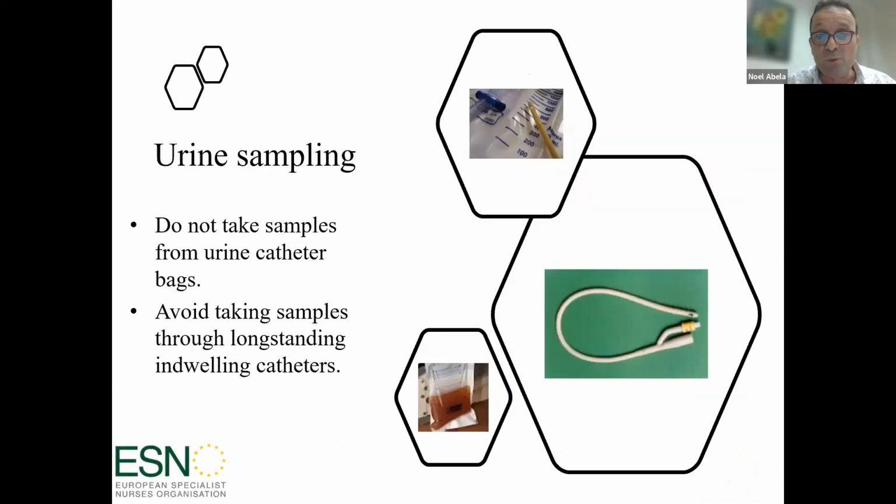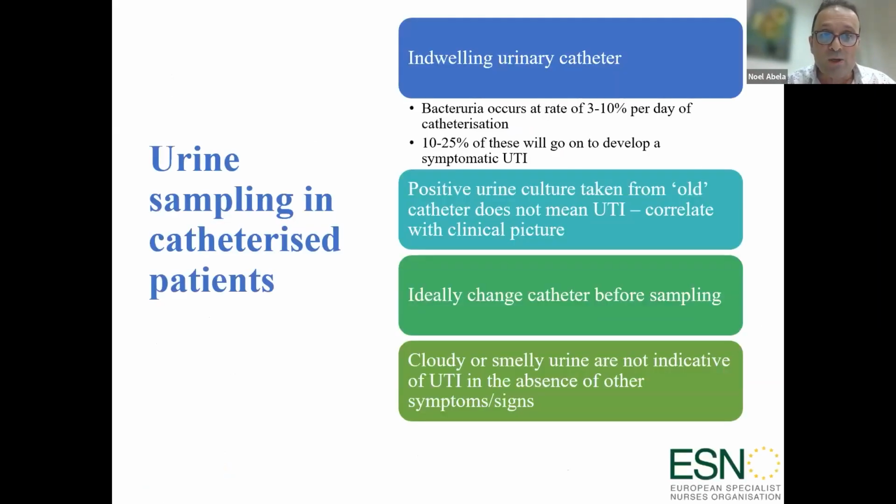Regarding urine sampling, very important, do not take samples from the urine catheter bags. Eva has highlighted this, because the urine bag is already contaminated, especially if the catheter has been there for many days. And also avoid taking samples through long-standing indwelling catheters. Ideally, if you're going to take a culture and sensitivity, if there is a suspicion of CAUTI, it's better to change the catheter if possible. Now, regarding sampling in catheterized patients, very important to know that bacteriuria occurs at a rate of 3 to 10% per day of catheterization. And 10 to 25% of these will go on to develop symptomatic UTI.